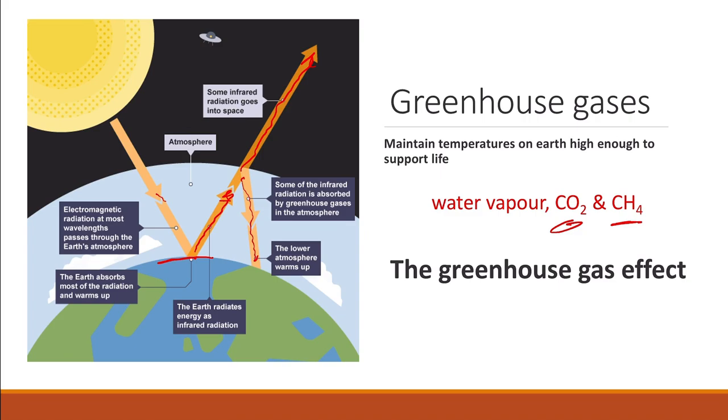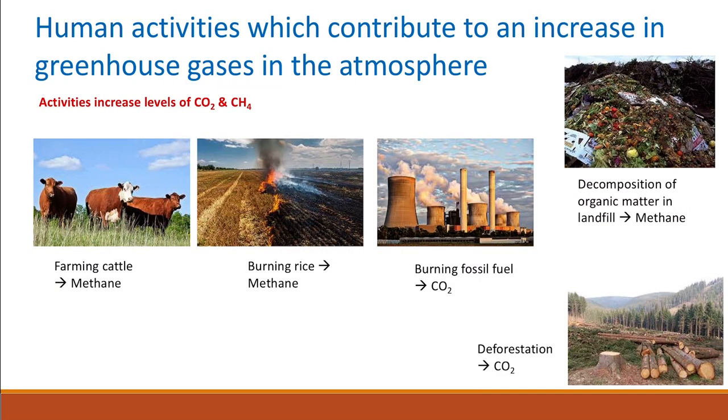So the higher the concentration of the greenhouse gases, the more infrared radiation will be radiated back into Earth and the temperature of Earth will increase. There are certain human activities that will contribute to an increase in the greenhouse gases in the atmosphere. So, any activity that will increase the level of carbon dioxide or methane will contribute to the increase of the greenhouse gases. So, farming cattle will increase the level of methane, burning rice, methane, burning fossil fuel, carbon dioxide, decomposition of organic matter in landfill, methane, and deforestation, of course, will increase the level of carbon dioxide.